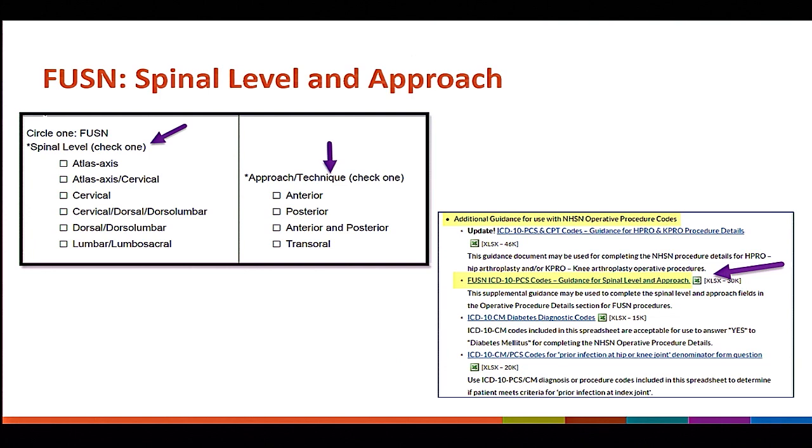Spinal level and approach are required for fusion. We do have ICD-10 PCS guidance for that, and the document is located under the supporting materials on the NHSN SSI webpage. CPT codes don't have that level of detail, so we don't have guidance regarding that from CPT codes. And if you have more than one spinal level that was fused, select the spinal level where the majority of the vertebrae were fused.